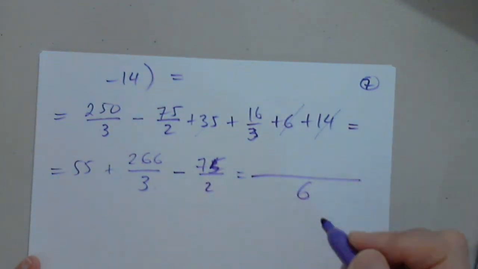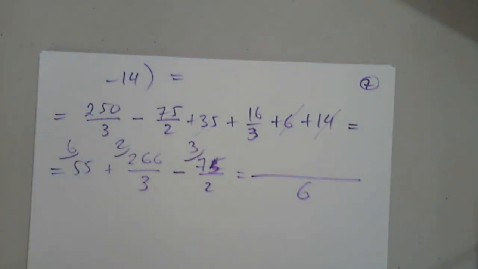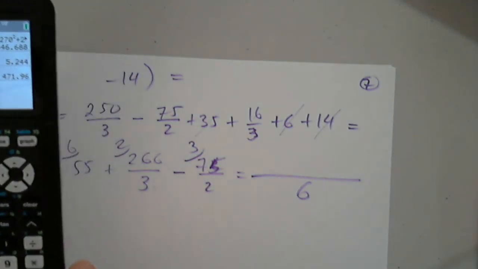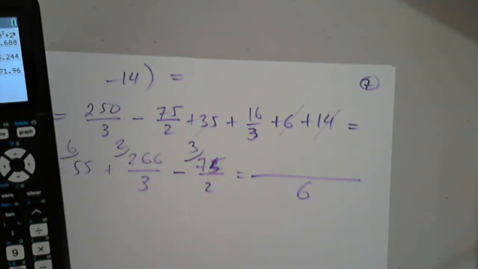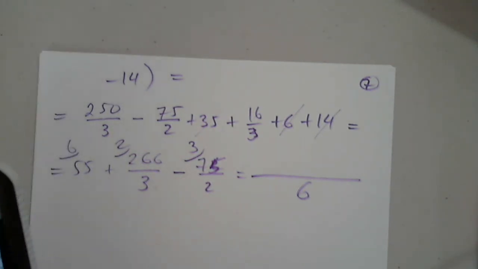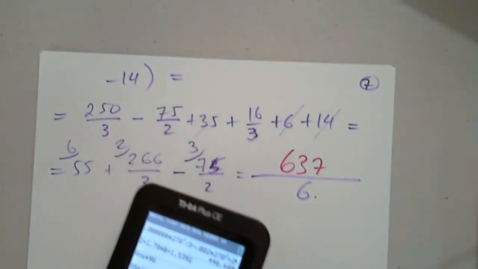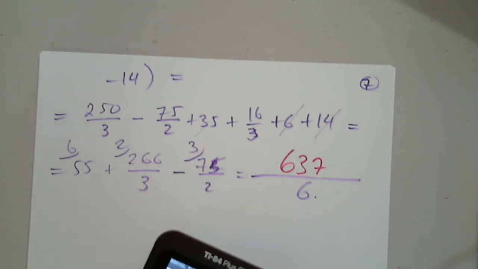Okay, so the least common denominator is 6. This one needs a 6, this one needs a 2, and this one needs a 3. And I'm just going to calculate it. So 55 times 6 plus 2 times 266 minus 3 times 75. I got 637 over 6. Correct my numbers, please, if you find anything. And I can't simplify by anything. Is this divisible by 3? No, it's not. Anyone got the same answer? Anyone checked?